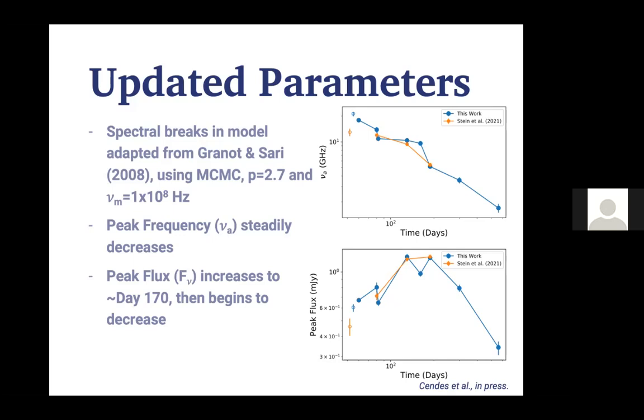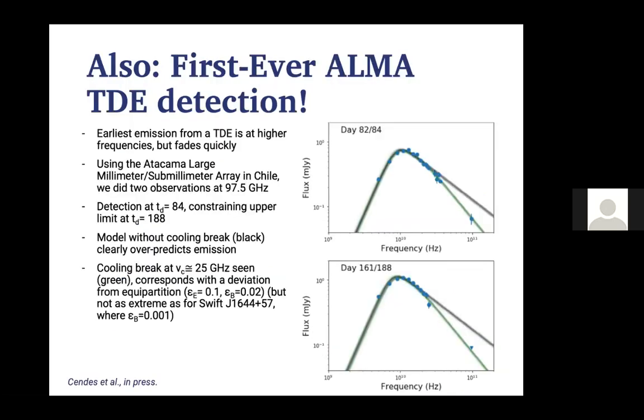We can also do an equipartition analysis to see what's going on here. But also I should mention, this is the first ever detection by ALMA of a TDE. So here it is, the Atacama Large Millimeter Submillimeter Array in Chile. If you've seen beautiful images of protoplanetary disks forming, that's ALMA. That's usually what they do. But you also get radio emission, just nowhere near as bright. It's just a very sensitive telescope at these higher frequencies.